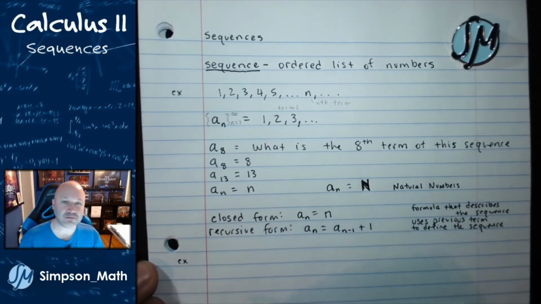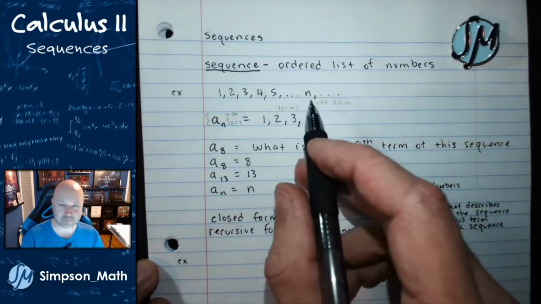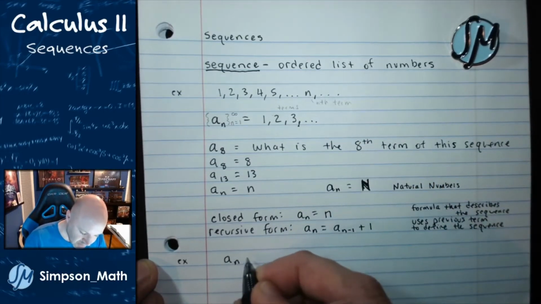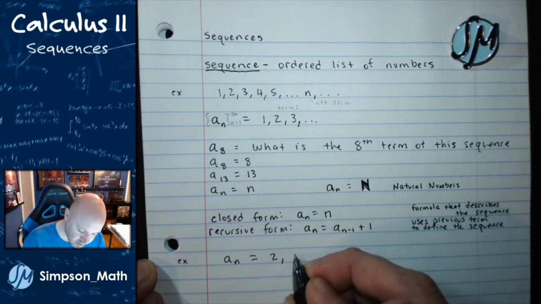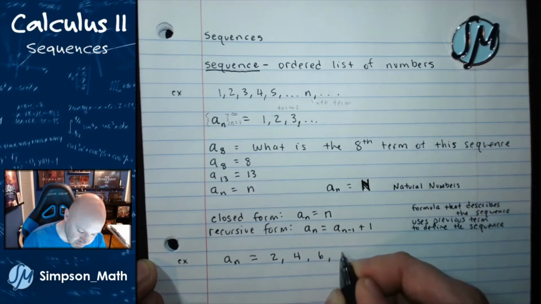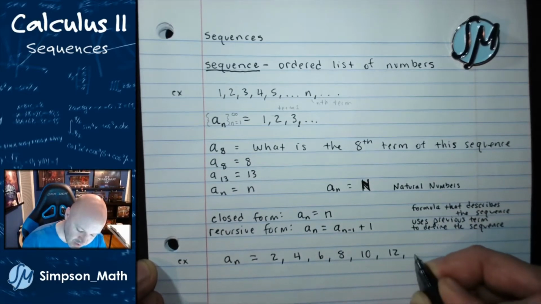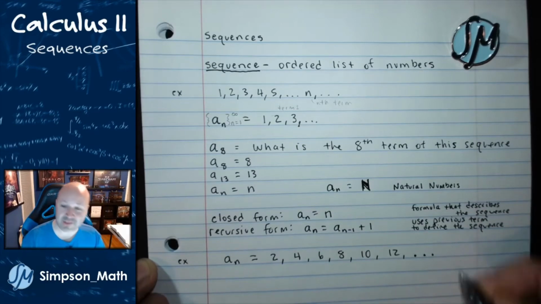Let me make it a little bit more complicated so it's not so obvious. But I'm not going to make it too hard. Let's have another a sub n sequence. This one is 2, 4, 6, 8, 10, 12, and so on. I think you get the picture.